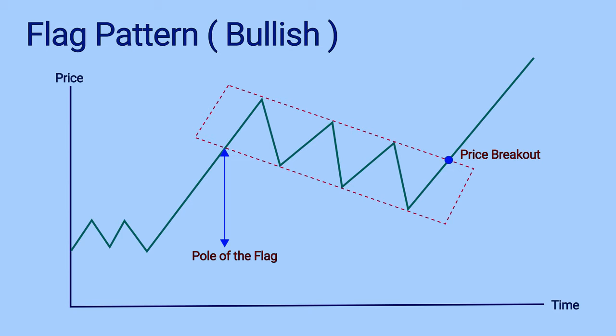From the breakout point, if we add the height of the pole, we get a potential target, and the stop loss should ideally be below the nearest swing low before the breakout. So first there is a pole, then there is a flag breakout. We project the target, and when the target is reached, we can book the entire profit, or we can trail with a stop loss.